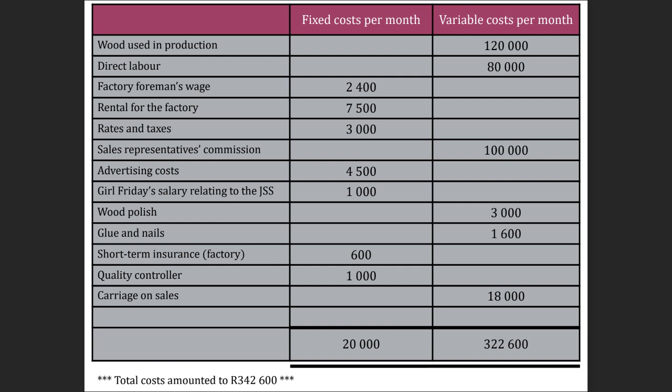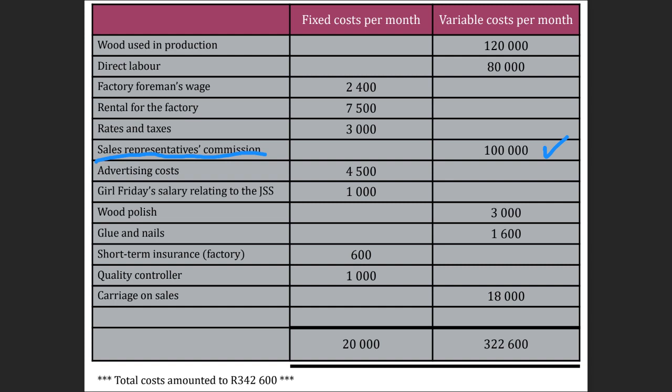Then you have the sales representative's commission. Here, you're looking at whether it will change if we're producing more units or fewer units, or does it stay the same? Commission is based on the volume produced or sold. So that would definitely be a variable cost, because the more they sell, the higher the amount of money they will make. The less they sell, the lower the amount of money they will make. So this would be a variable cost.